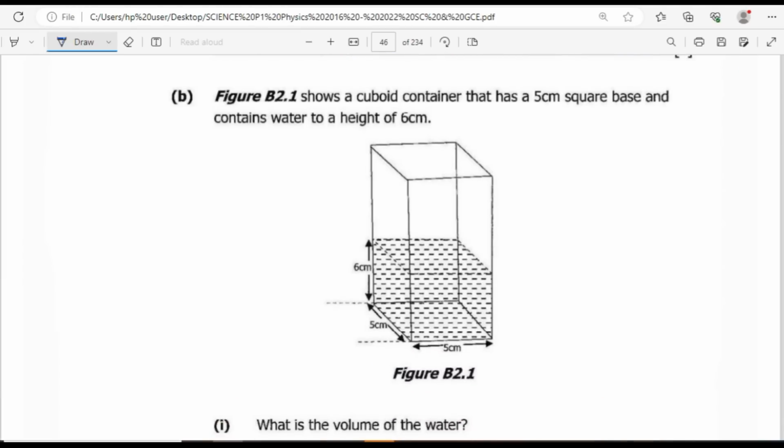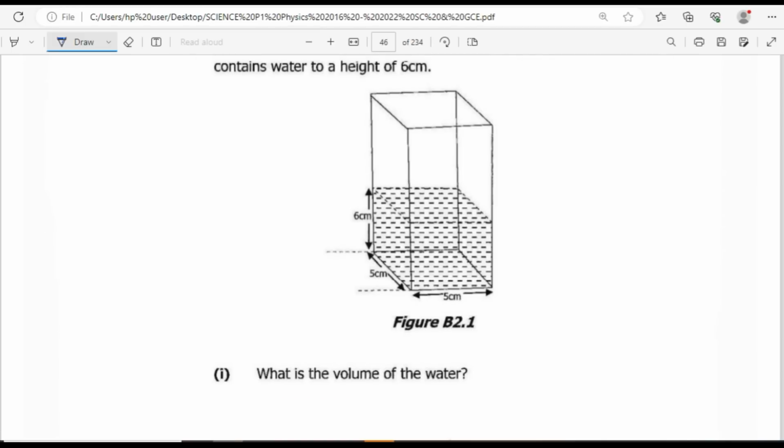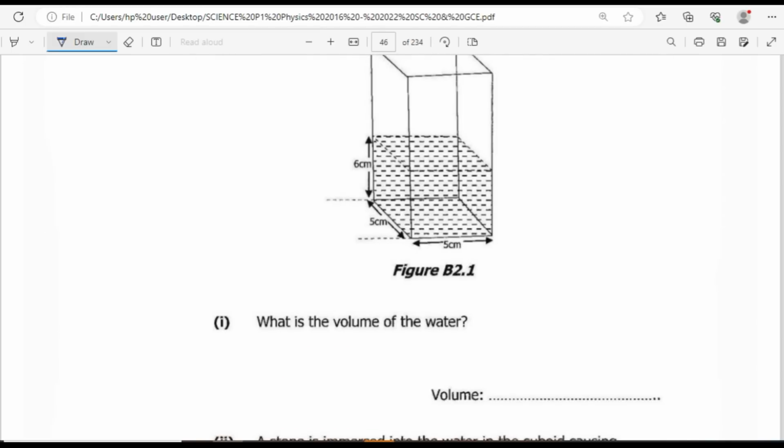So let's look at question B. Figure P2.1 shows a cuboid container that has a 5 centimeter square base and contains water to a height of 6 centimeters. So how do you deal with questions like this where you're told to find the volume? So we can see that we have these two base distances, which are equal in size. So this should be L, L. Then we have the height here. So how can we find the volume of water?